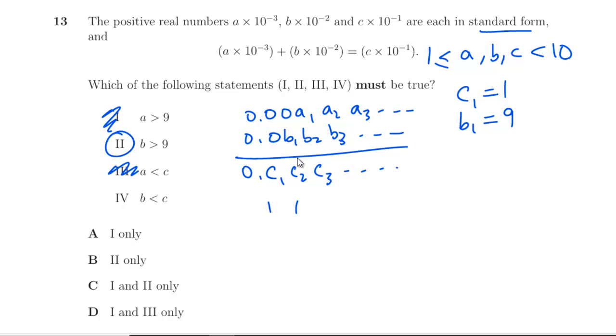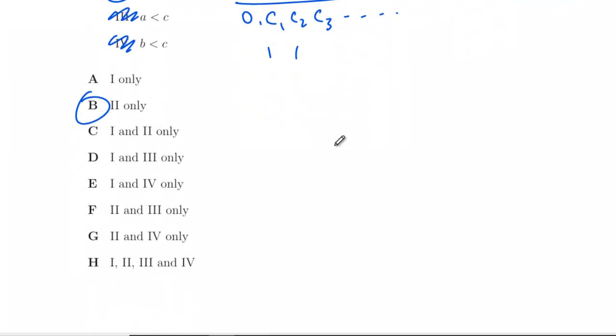And B is less than C. Well, C starting with 1 and B starting with 9, so that's not going to work either. So it's going to be 2 only, which is B. Right, okay, that was a tough one, I think.